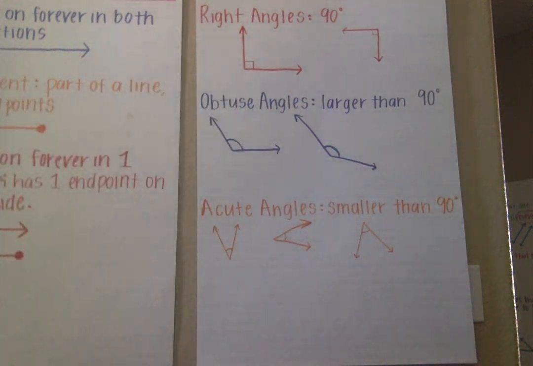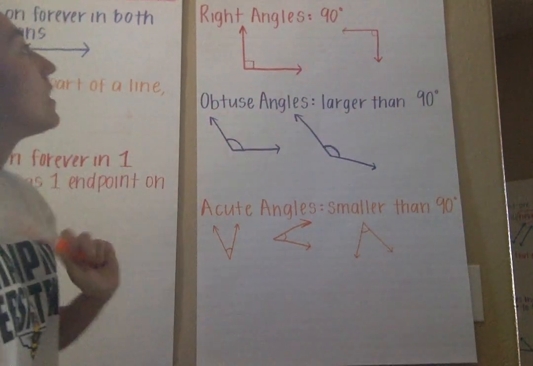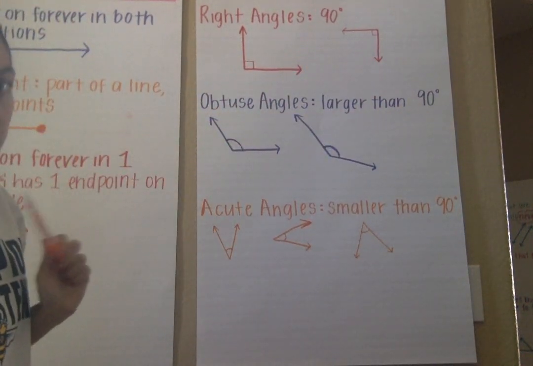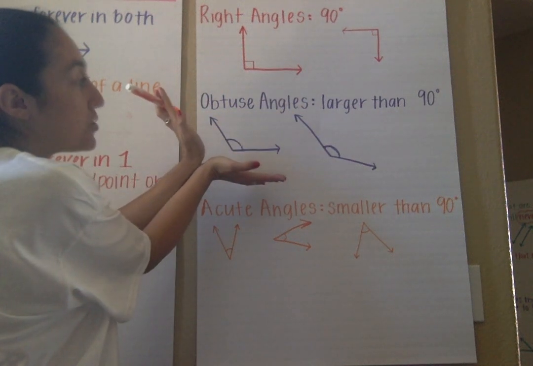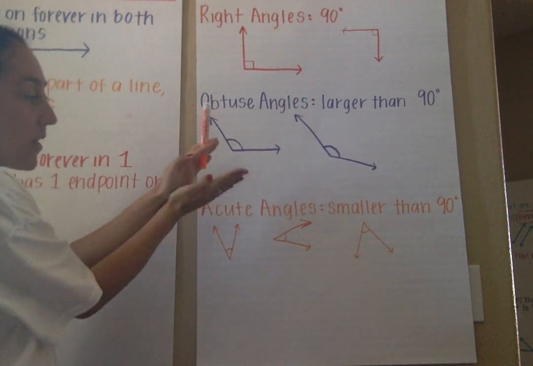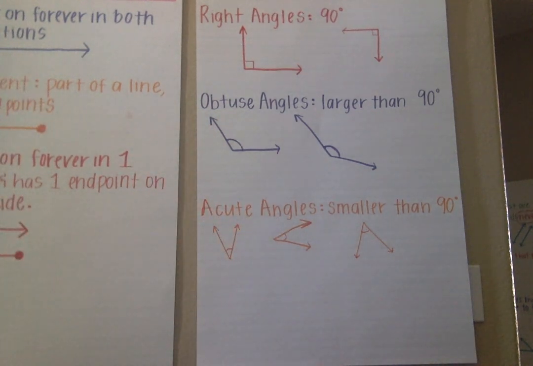So it's really important that when you see an angle that looks like an L or an upside down L, those are right angles. The ones that open up bigger than that are obtuse angles, and then the ones that are tinier than that are considered acute angles. Okay, please let me know if you have any questions.